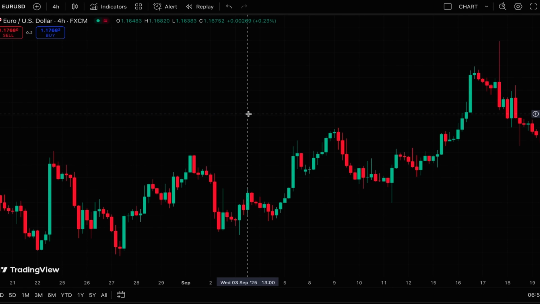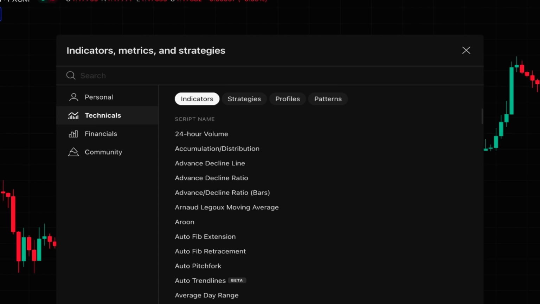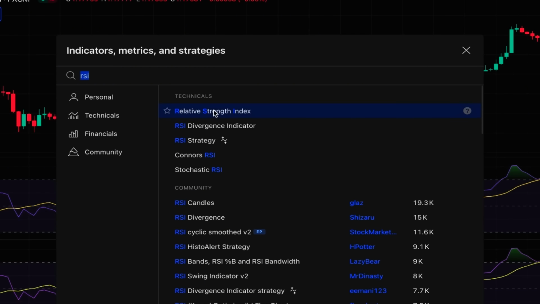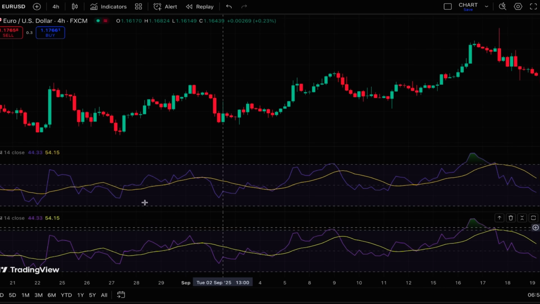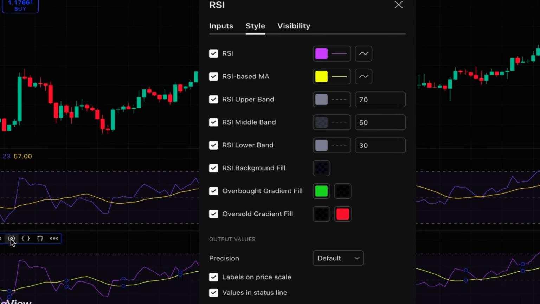We need to add two RSI to this chart. So here we click on indicators and we search RSI, this one, and we add two RSI to our chart. Now we're gonna give them some special settings and combinations so they will help us to find accurate buy-sell signals on the chart.